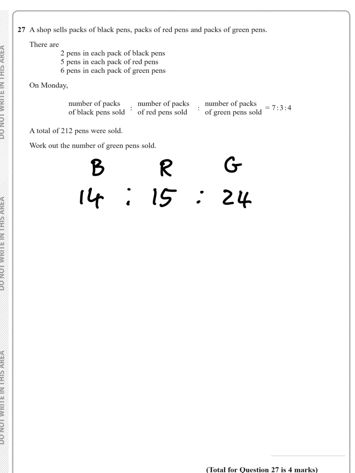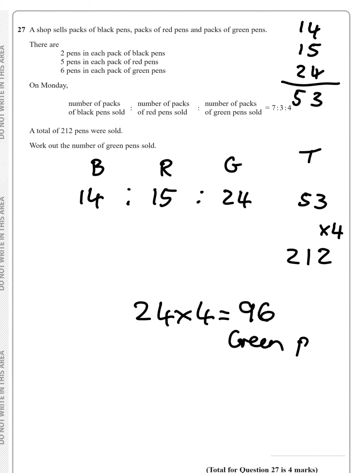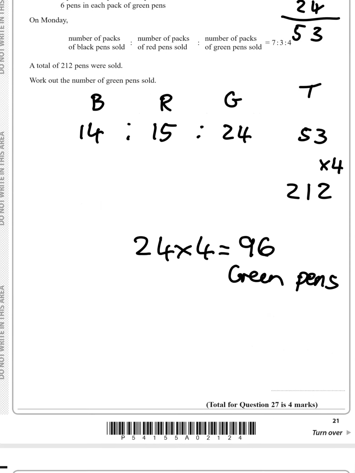Now the red, we've got 3 packs, 5 in each, 15, and then 24. Now if we add those together, so 14, 15 and 24 gives us 53 in total, but we sold 212. So we need to work out how many times bigger that is. Well, that's 4 times bigger. So to get the number of green pens, we just need to do 24 times 4, which is 96 green pens. It's not after the packets, it's after the number of individual pens. Because we realised these added up to 53, scale it out by 4, so we end up with 24 times 4 gives us 96.